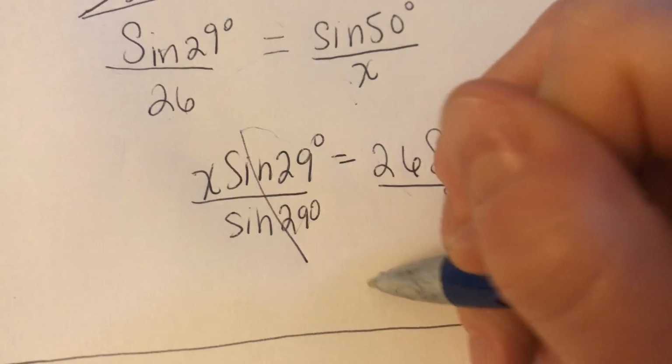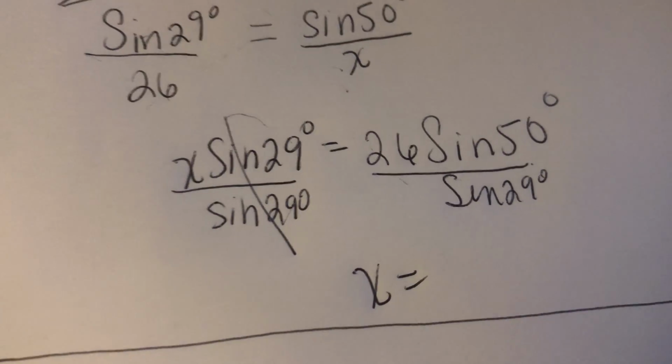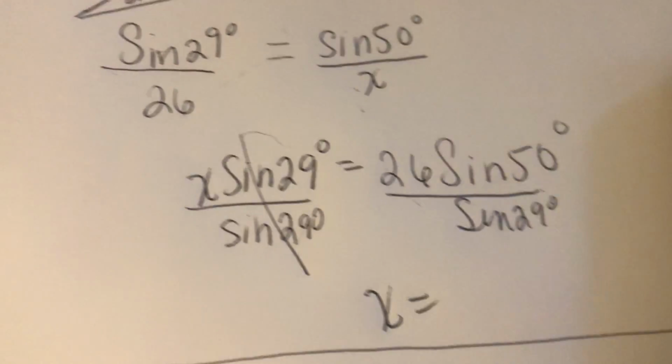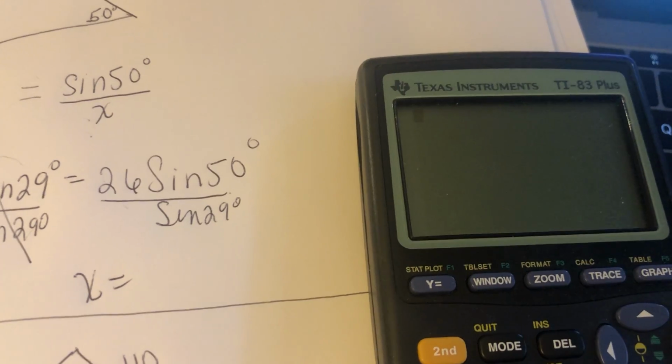All right, so this would cancel. So I have x equals whatever this is. I'm going to just pop that in my calculator. I have my calculator right here. All right, so let me clear that out.